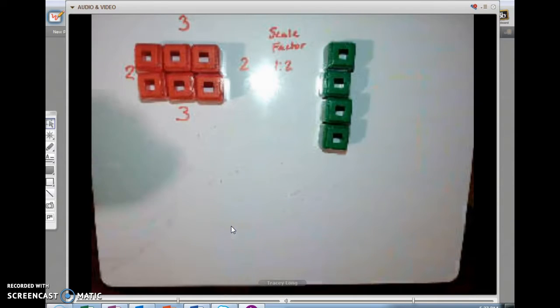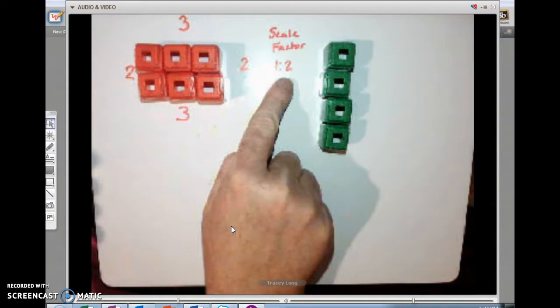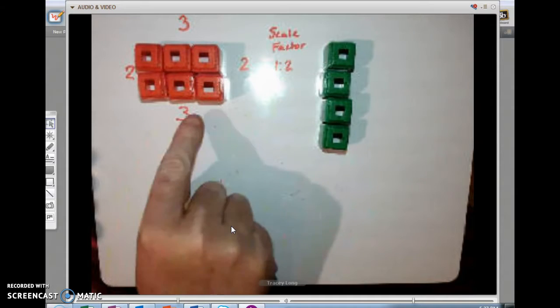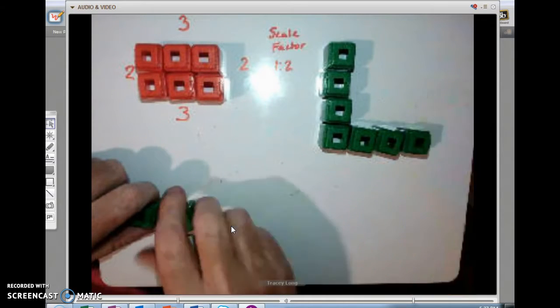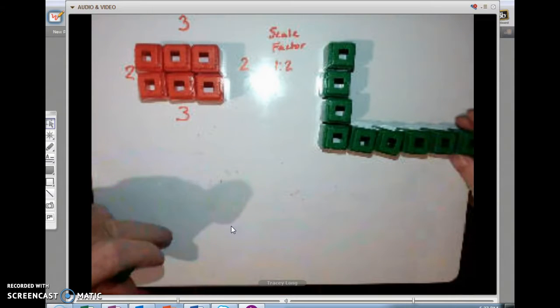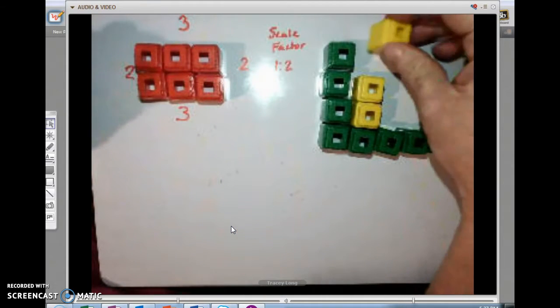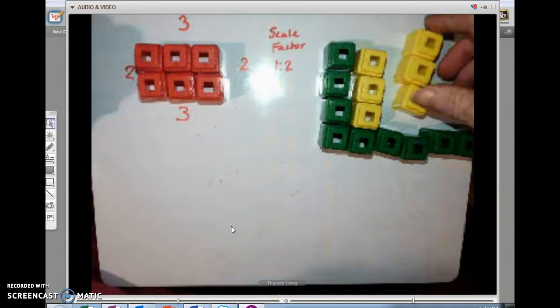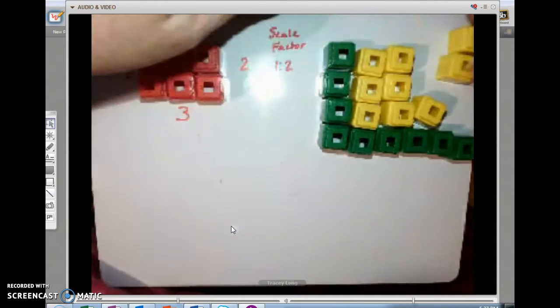Now, this side is 3. Remember, I want to use my scale factor of 2, so I'm going to double the length of this side. So now this side will be 6. See if I have enough. So 1, 2, 3, 4, 5, and 6. All right, so now I'm just going to use some random cubes here to fill that in. I wish I had enough of all one color so you could see it that way, but I don't. So we'll just make do with what we have here.